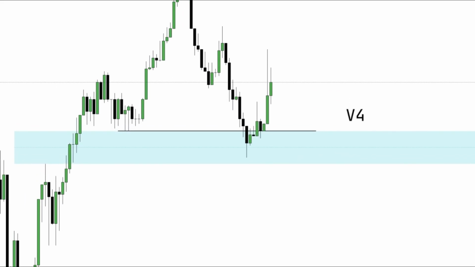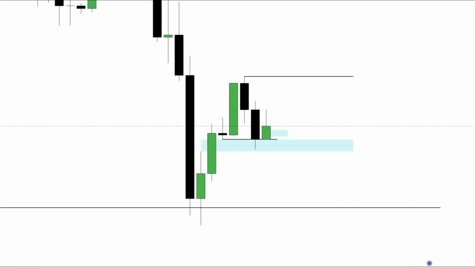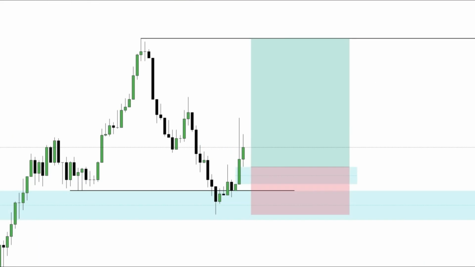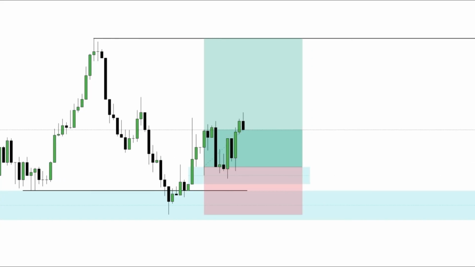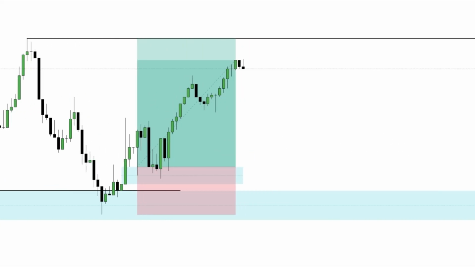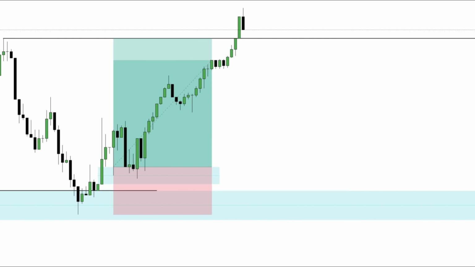which is variable 4, from which we can freely enter the position if the trouble area is at a convenient distance for us. In this case, the trouble area is the fractal high on the 1-hour chart, so we get a risk-reward ratio of 2.68, which is convenient for us. The position is closed at take profit.